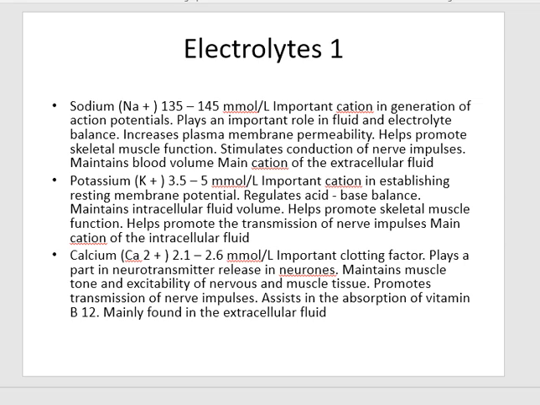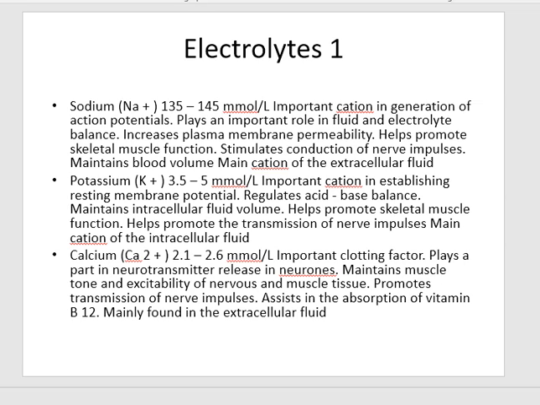Sodium is an important cation in generating action potential, plays an important role in fluid and electrolyte balance, increases plasma membrane permeability, helps promote skeletal muscle function, stimulates conduction of nerve impulse, and maintains blood volume. It is the main cation of the extracellular fluid. So in the serum, the extracellular fluid, the main cation is sodium.